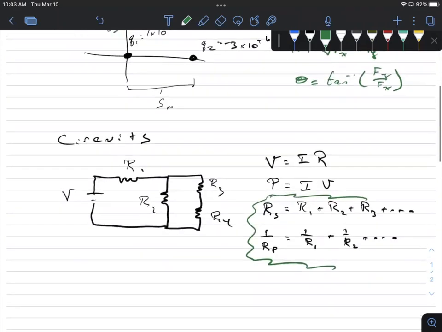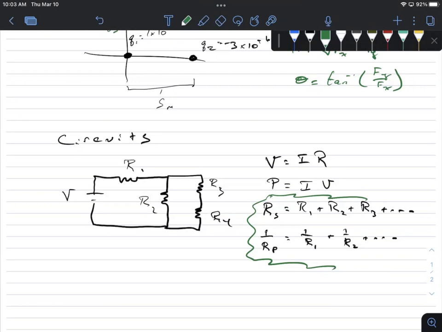Circuits, you're given some complex circuit, multiple resistors. They're connected in some combination of series and parallel connections. Whittle them down. When they're in series, add them in series. When they're in parallel, add them in parallel, all the way down till you have a total resistance. Then you use Ohm's law to get the current, and you use power to get the power.